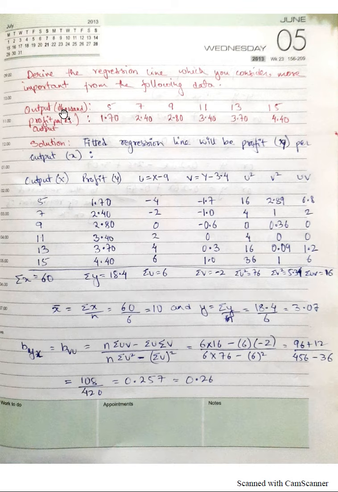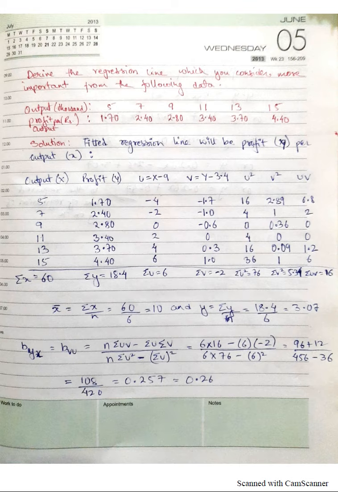So looking at the case, what is important here? You need to estimate the per unit profit that you can earn by selling a certain amount of output. So you need to know what amount of profit you can earn by selling different amounts of output. So what you will do, you will fit a regression line for profit per output. So you will fit a regression line of y in terms of x.